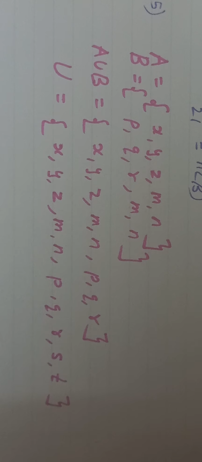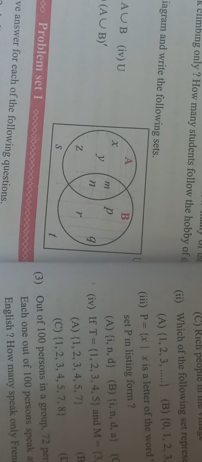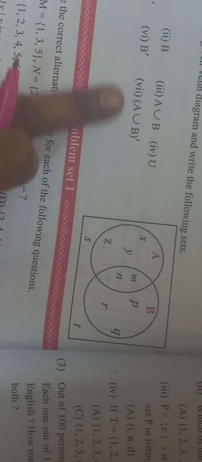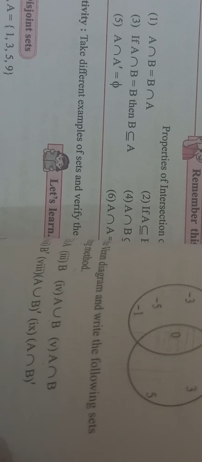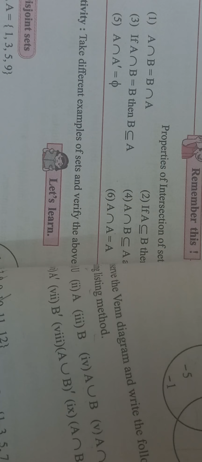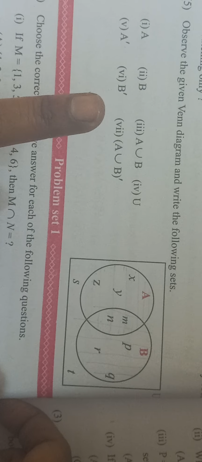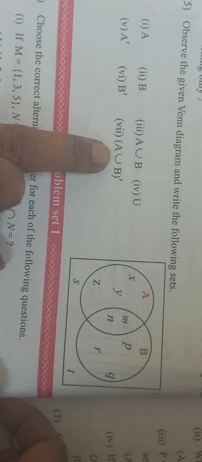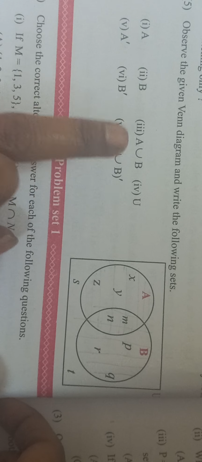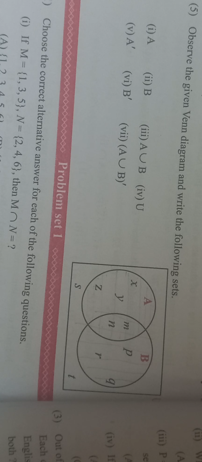Now what is next is A complement. What we have to do next is A complement, B complement, and A union B complement. The concept of complement we have also discussed. What is the meaning of complement? What is there in A will not be there in A complement. What is there in B will not be there in B complement. What is there in A union B will not be there in A union B complement. They are like enemies, you can use that word.